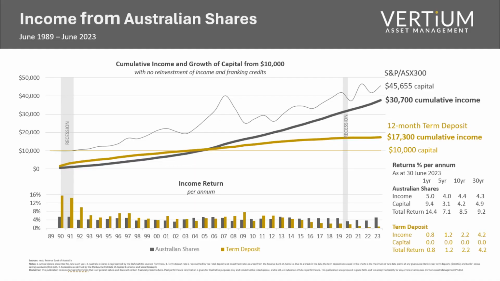But what does this chart look like over the long term? This is one of my favorite charts I've put together for clients. The bottom chart shows the term deposit rate versus the income return for the Aussie market based on calendar year. The top chart tracks the amount of capital where you initially invest $10,000.